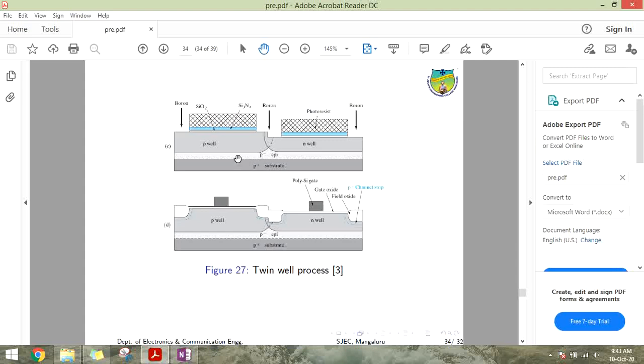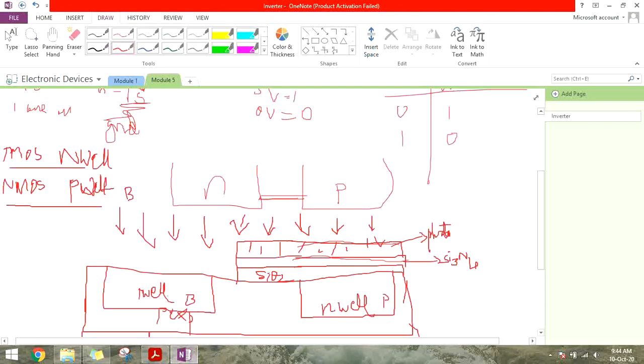After the channel stop implant, the photoresist is removed and the wafer is patterned with the silicon nitride oxide stack. Now after this, the polysilicon is placed on the surface where you need the gate terminal. Right at the center, at this point we need the polysilicon, which acts as a gate terminal. Now the final process will be in a similar way to implant the diffusions.